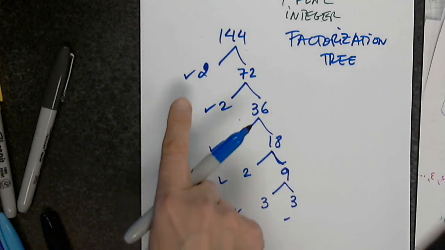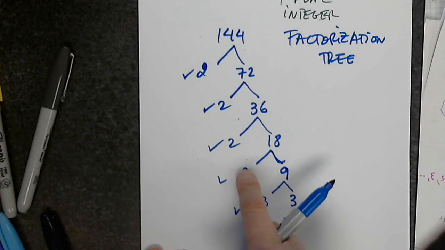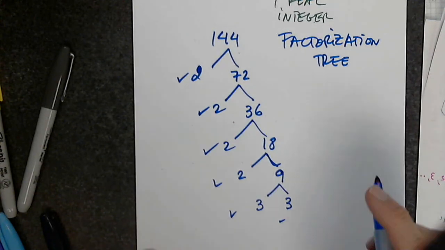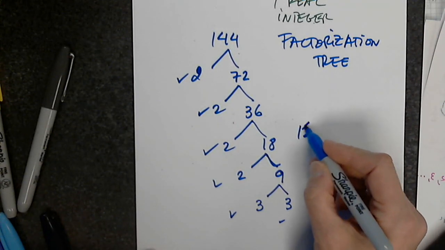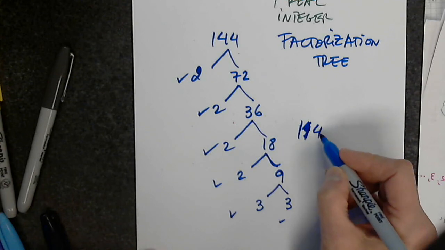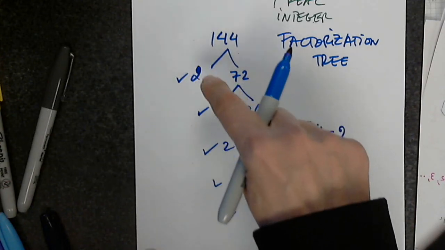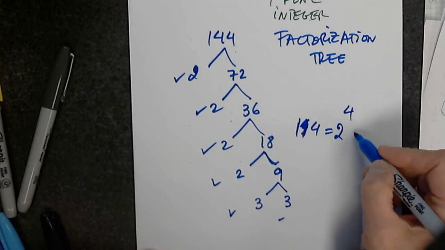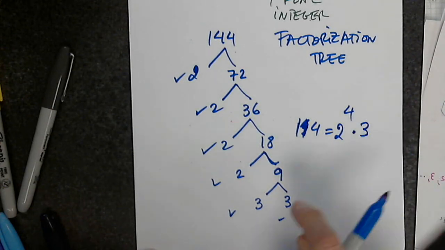So this is what I count. 1, 2, 3, 4. 1, 2. One second, Whitney, I didn't forget. 144 equals 2 to the power of 4 (1, 2, 3, 4) times 3 to the power of 2 (1, 2).